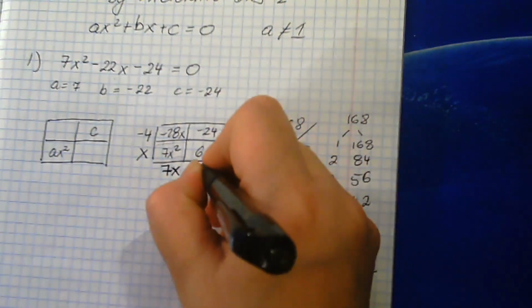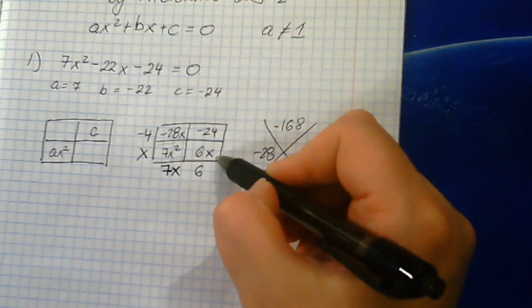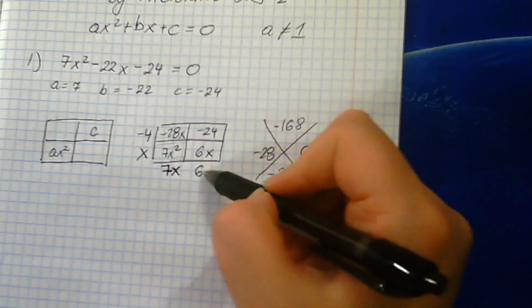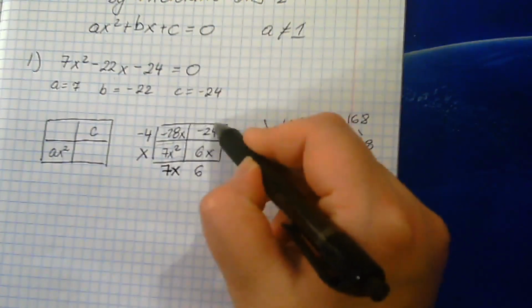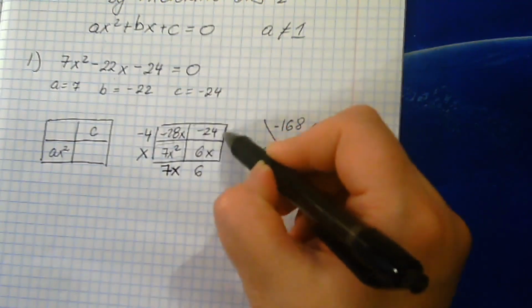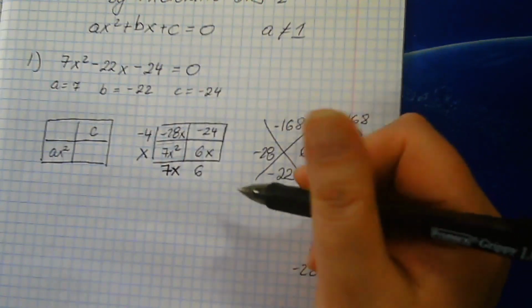Has to be 6, because 6 times x is 6x. Now I can also check at the last step: 6 of this side times negative 4, which is right here, gives me negative 24. Yes, it does. Okay, what is actually my answer?